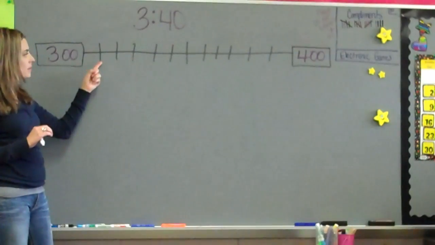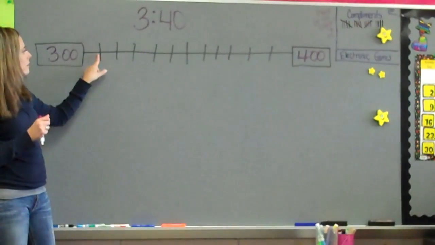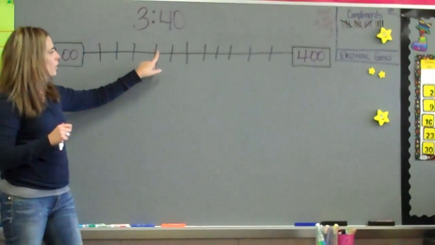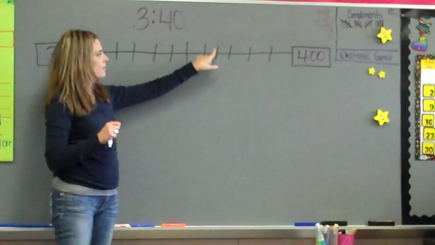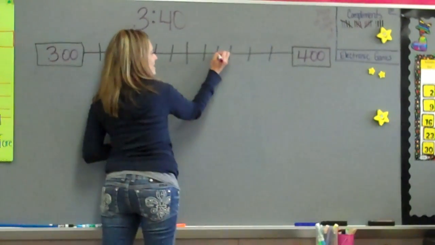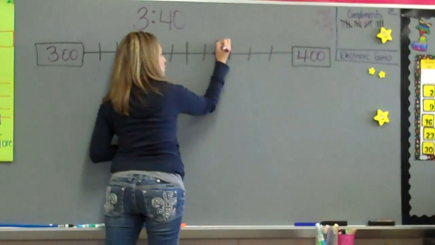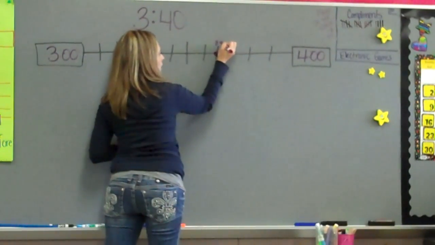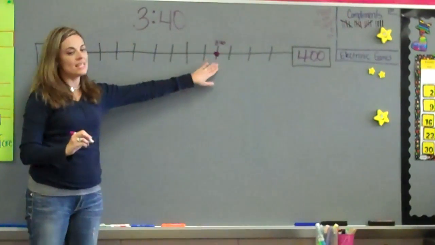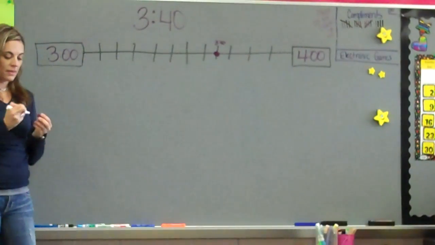So I'm going to use my lines and I'm going to count by 5. 5, 10, 15, 20, 25, 30, 35, 40. I'm going to put a dot on my line and I'm going to write 3:40 so that I know that this is where 3:40 is.